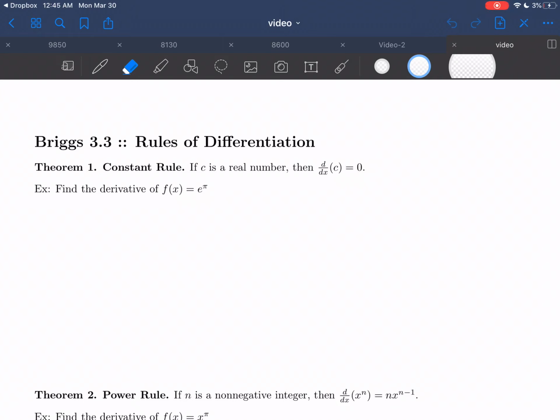Hi everyone! Alright, so we are back in Briggs section 3.3 today. In the last couple of sections we've been introducing this concept of taking a derivative. Today we'll lay out some of the more formulaic rules.